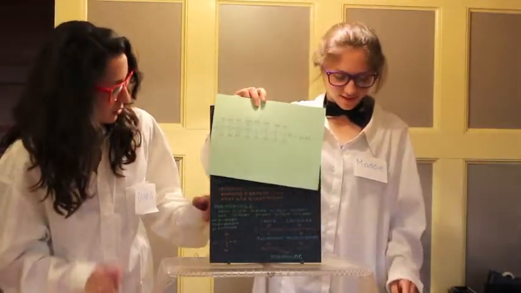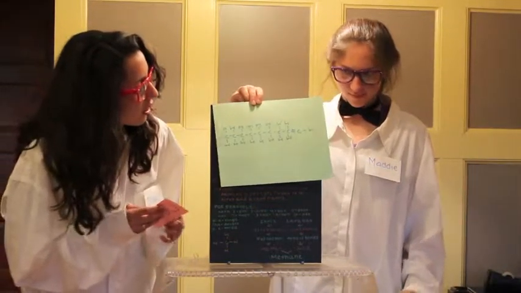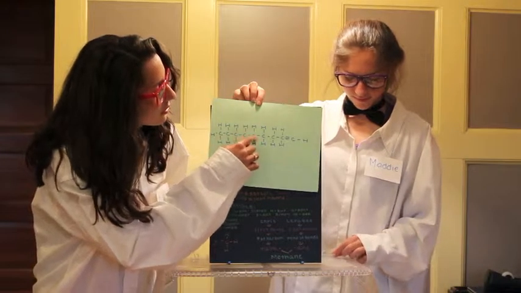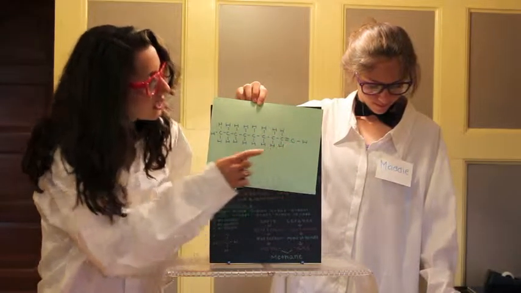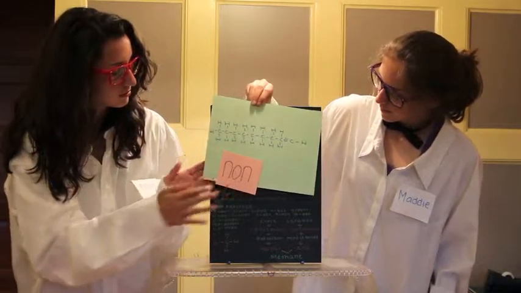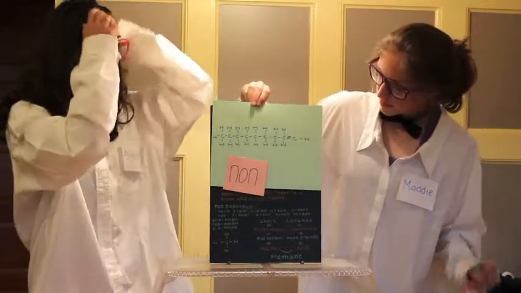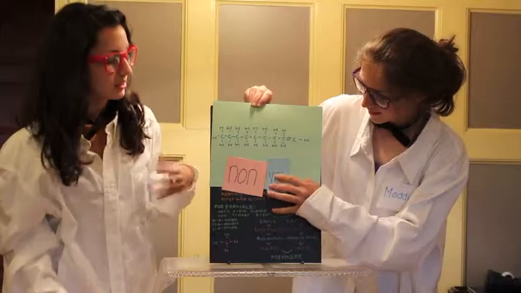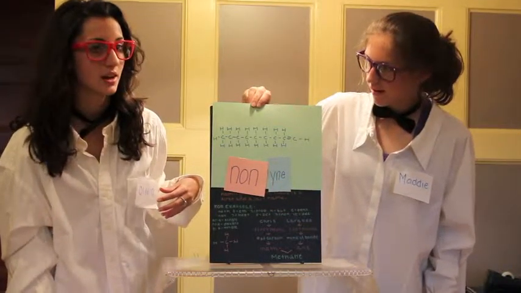In the next example, there are 1, 2, 3, 4, 5, 6, 7, 8, 9 carbons, so you use non. And since there's a triple bond, you use yne. To make nonyne.